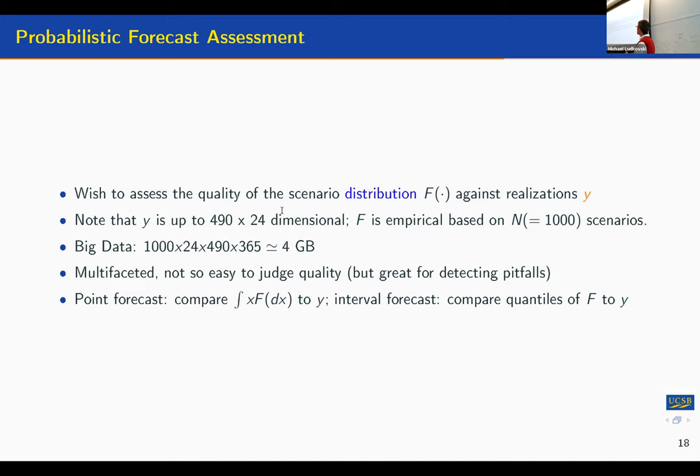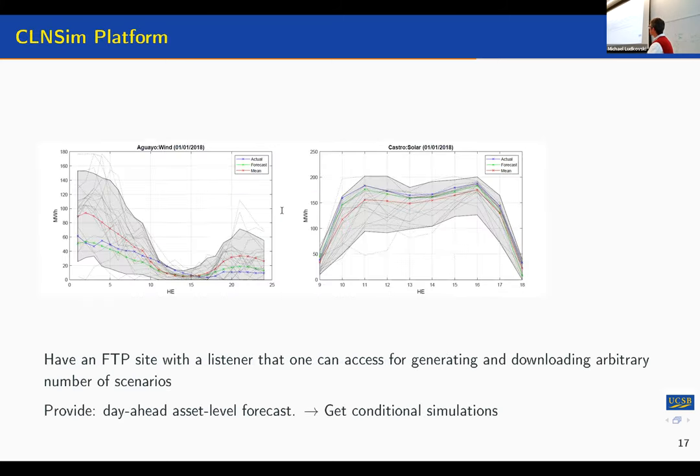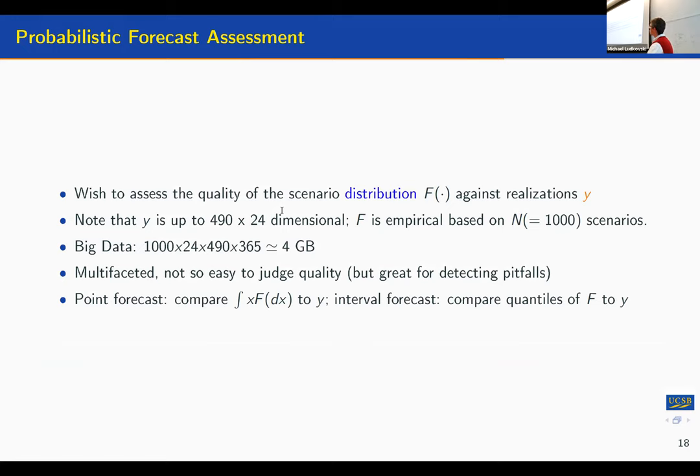Now it's hard because this is probabilistic, right? So I'm not claiming my point forecast, I'm not claiming that this blue line is a good answer. I'm claiming that the whole distribution is good, right? So I have to compare distributions to realizations across many, many samples, right? And of course we have lots of data. If you have 1,000 scenarios, as I showed you, 24 hours, 490 assets, which is what my ERCOT case study has, 365 days a year, this is 4 gigabytes of data coming out of my model, right? And this is the thing I want to assess.